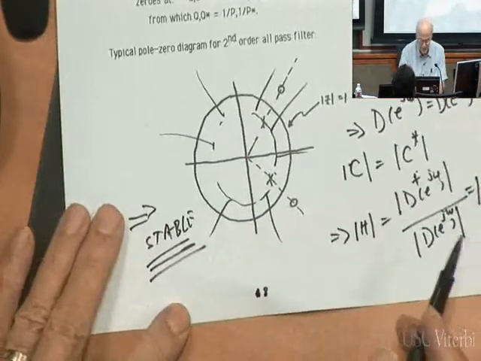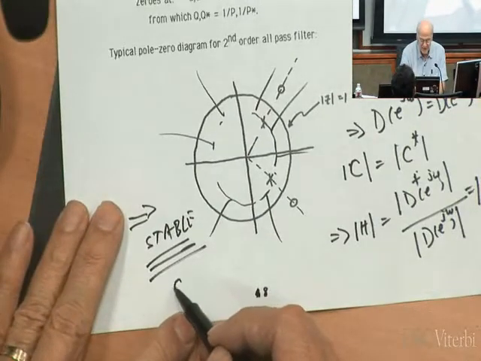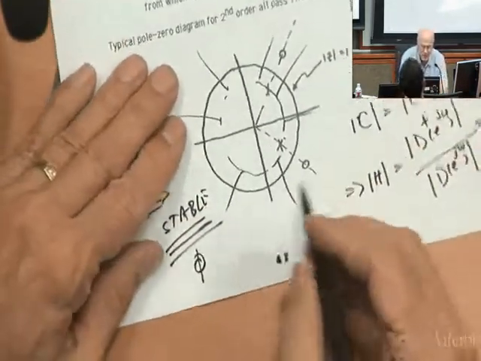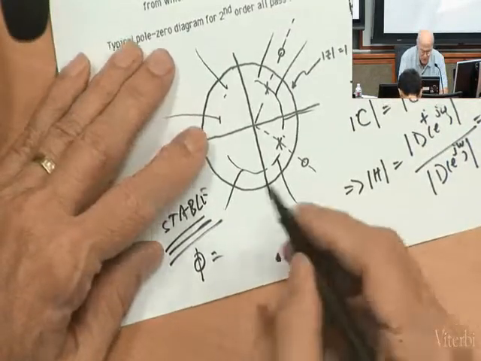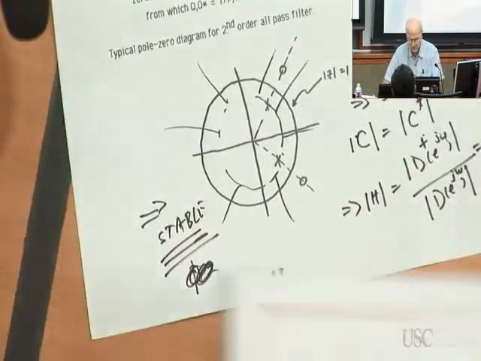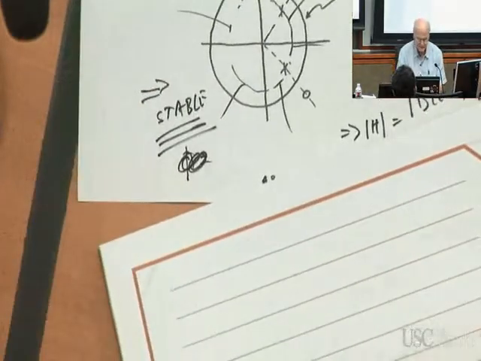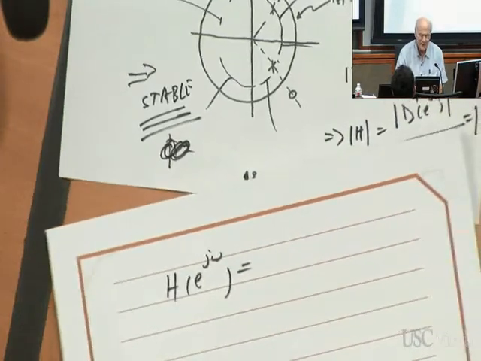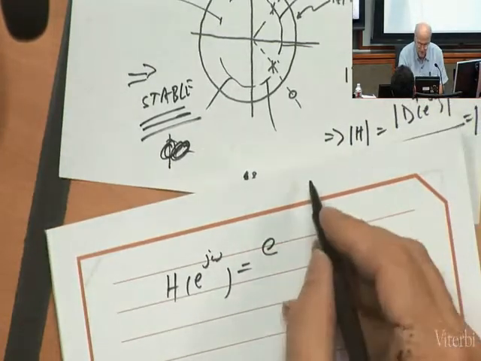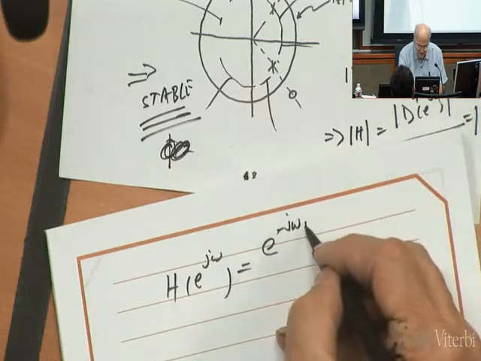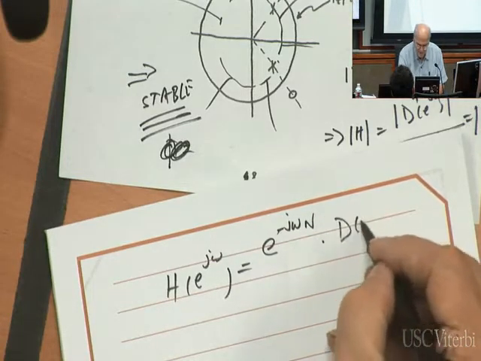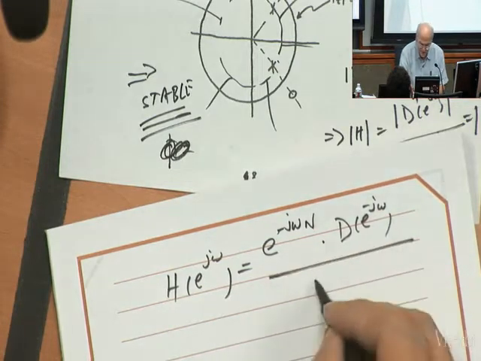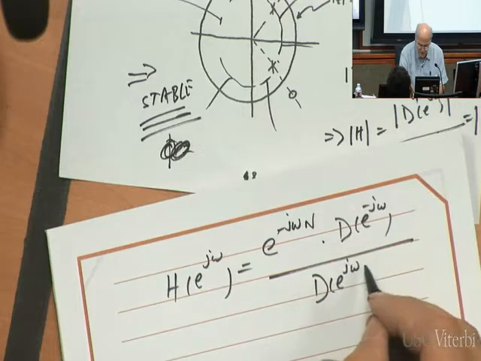The way you would do it is, the phase would be equal to, or here, let me draw it on here. So we know that H(e^{jω}) you can think of as e^{-jωn} times D(e^{-jω}), divided by D(e^{jω}).